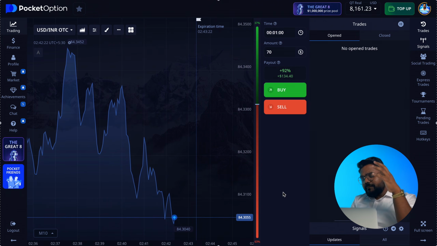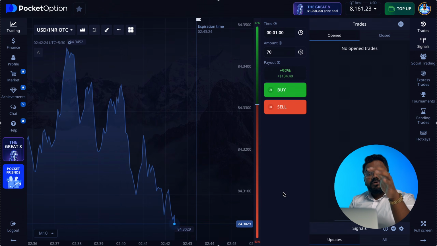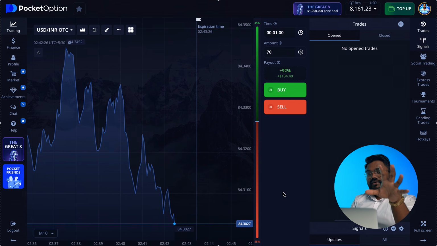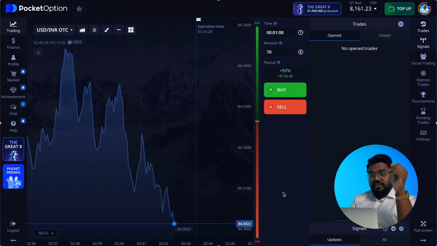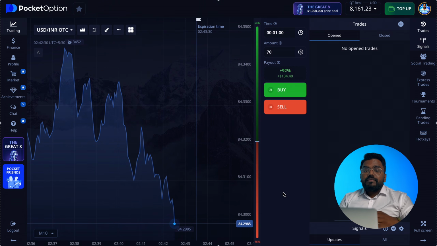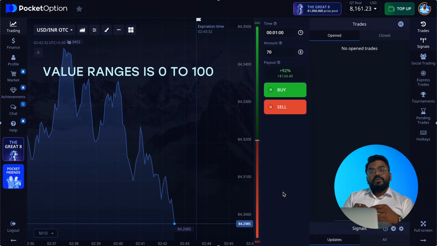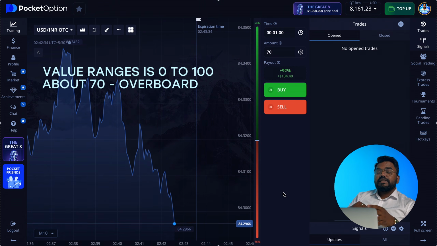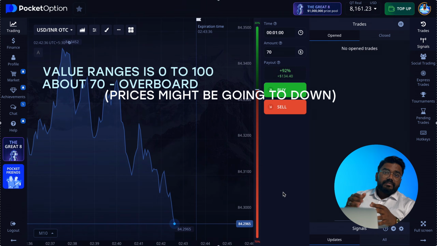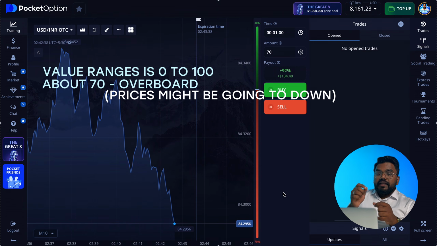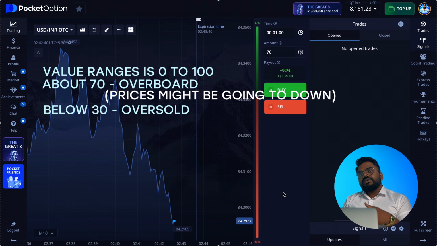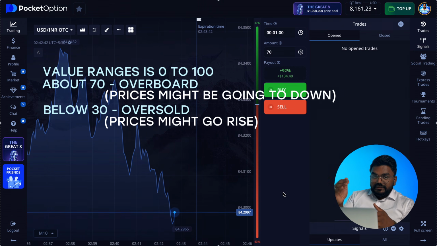It's the major part of that, it measures momentum, how fast and how strong the price is moving. Remember that the value ranges from 0 to 100. Above 70, it's overbought, so price might go down, and below 30, it's oversold, so price might rise.